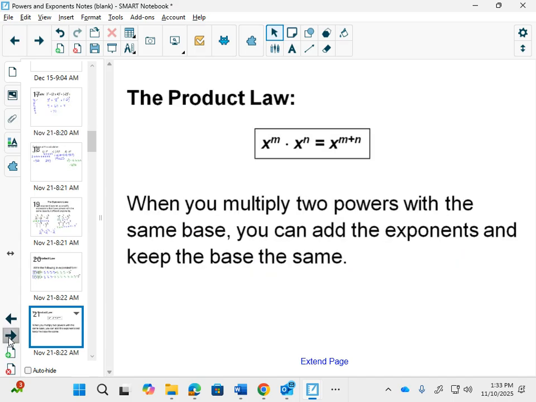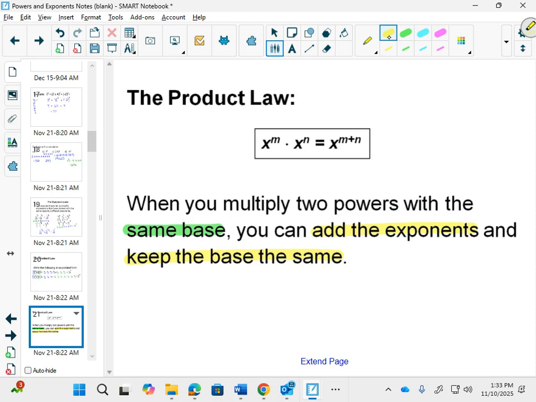This is called the product law. The product law says when you multiply two powers, and this is very important, they have to have the same base, you add the exponents and keep the base the same. The rule makes sense if you think about what an exponent means.